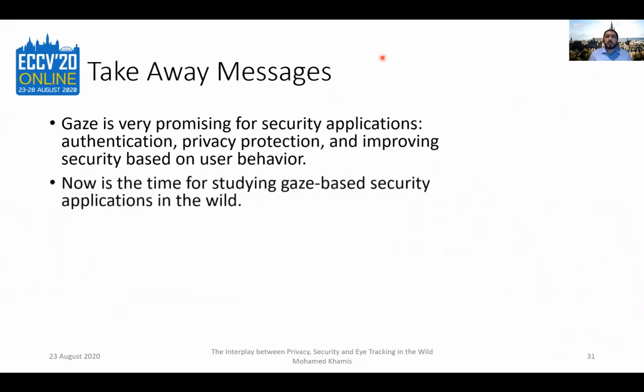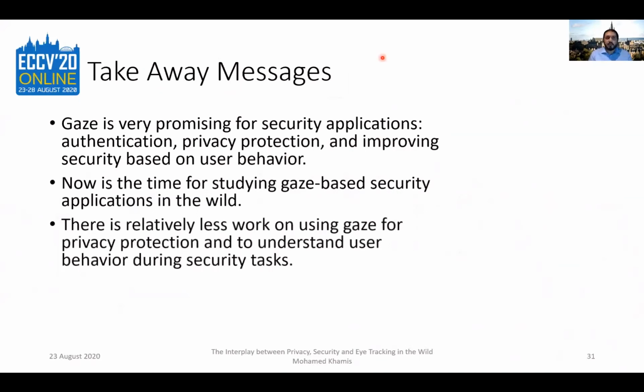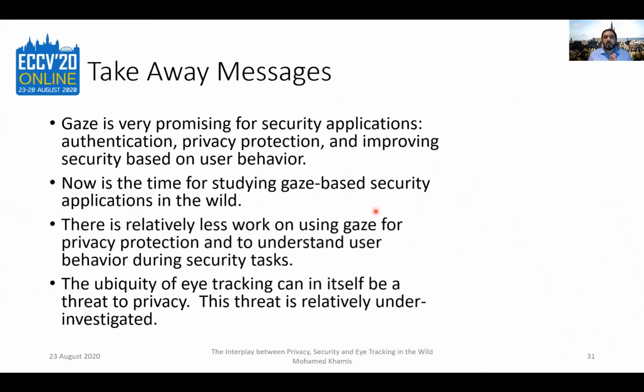It's also now the time to study gaze-based security applications in the wild. This was not done in the past, and now we have the hardware and the computing power, and algorithms and so on, that allow us to do this. So there's a lot to explore, a lot to learn. As I mentioned earlier, there is relatively less work on these two application areas, so we could do more there. And finally, what I brought up in the beginning is that the ubiquity of eye tracking can in itself be a threat to privacy, and this threat is relatively under-investigated.